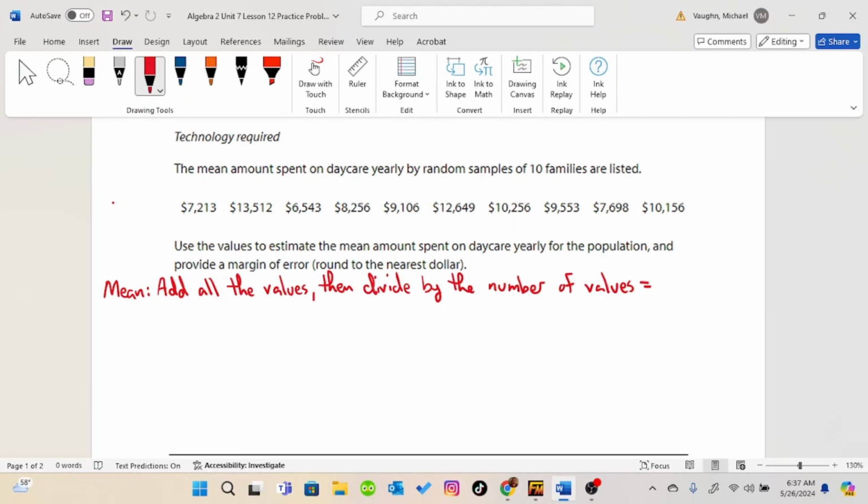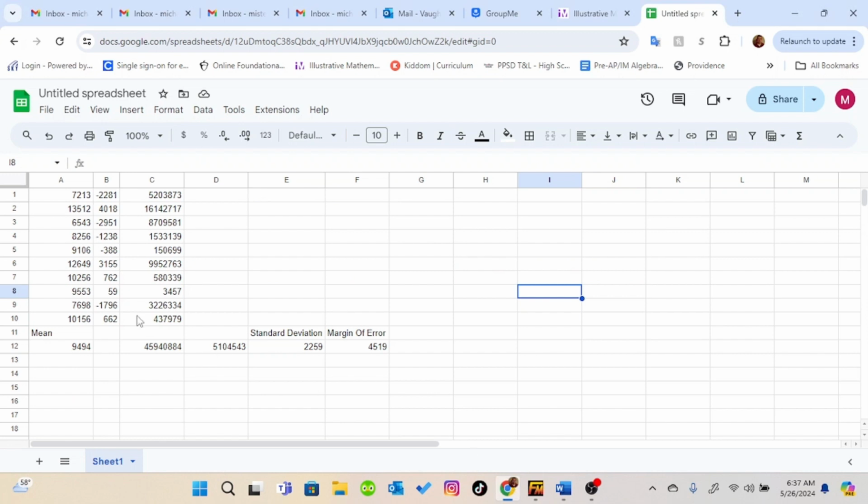So I'll show you the Google Sheets. In this left column, you can see that I input all the values from that question. I added them all together and I divided by 10 because there were 10 values. And rounded to the nearest dollar, I got a mean of $9,494.